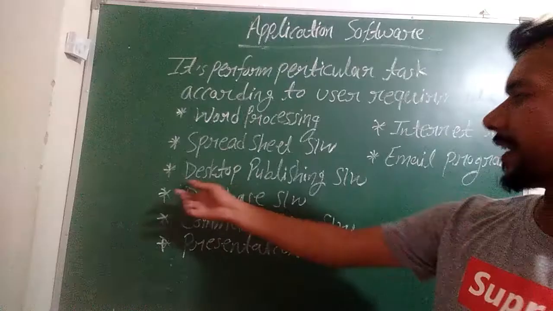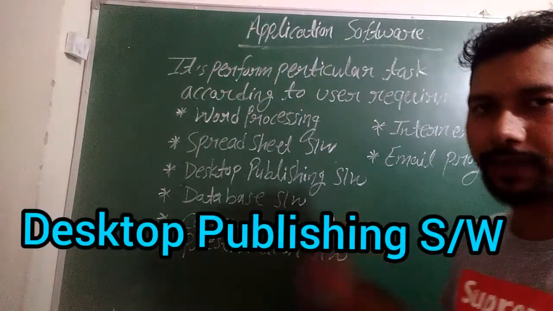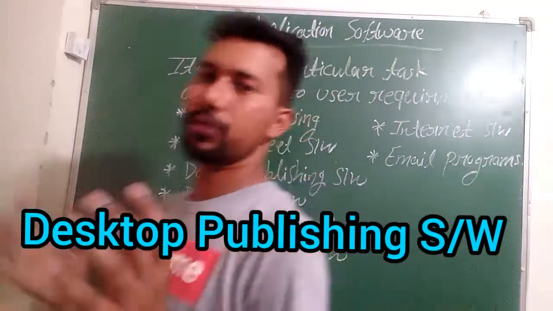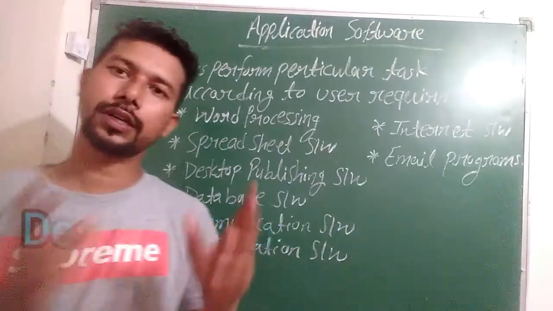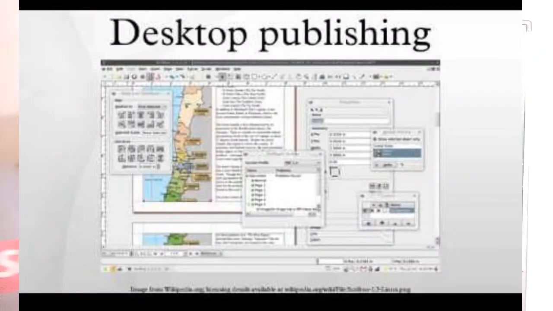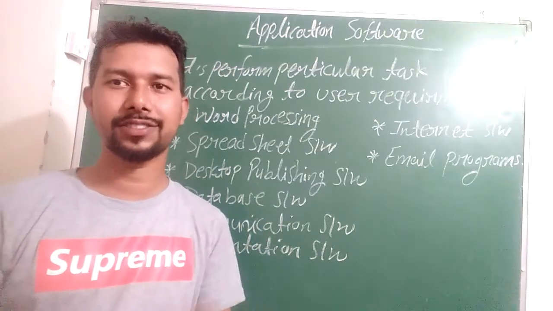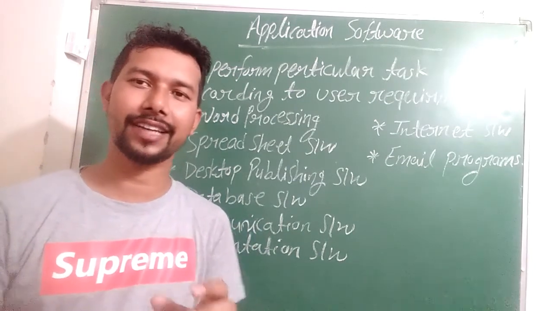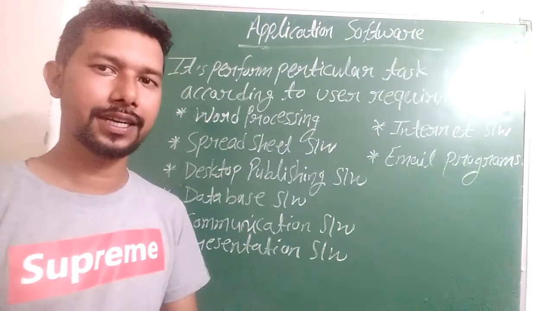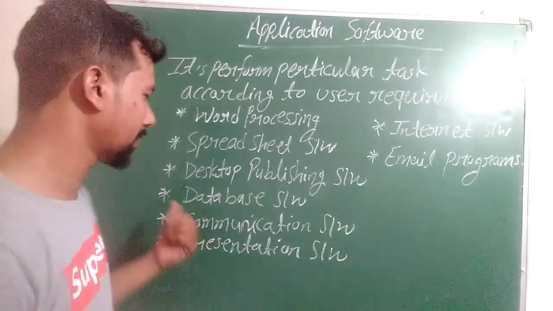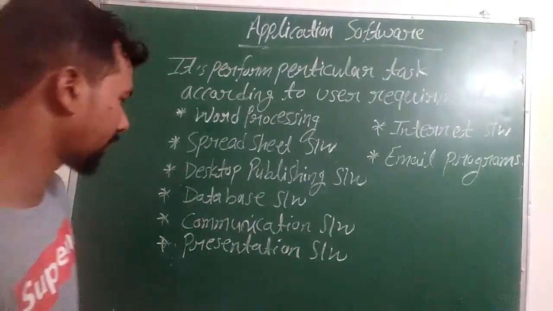Next is desktop publishing software. Dear student, how your desktop looks and how your desktop works, this facility is provided by desktop publishing. You have also seen it in your mobile theme. A theme changes your color, font, icon size or appearance. This type of facility is provided by desktop publishing software.